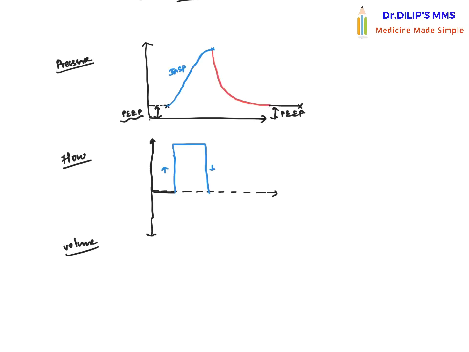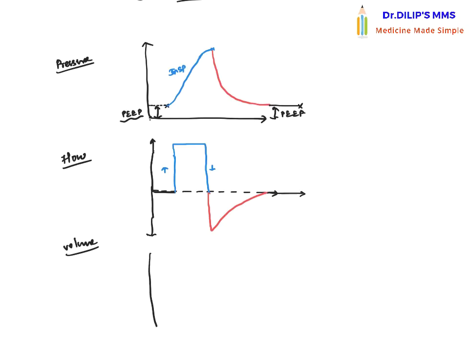So the flow is not consistent throughout the inspiration or expiration. So let us see what will happen in expiration. In expiration, the flow is going to be negative and ultimately reaching a normal range over a period of time. And it's going to maintain at a no flow range for some time before the next breath is going to start.